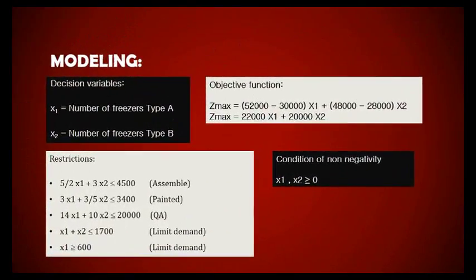Modeling. The decision variables are the number of freezers type A and B. The objective function represents the total benefit. The restrictions are due to the time available for assembly, enamel availability, time available for quality control, and demand for freezers.